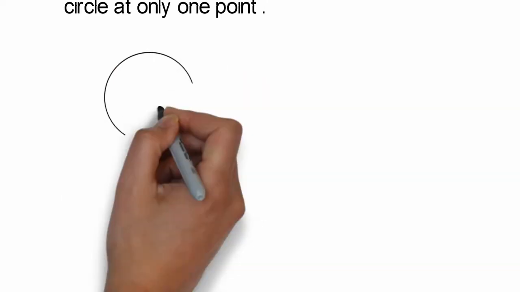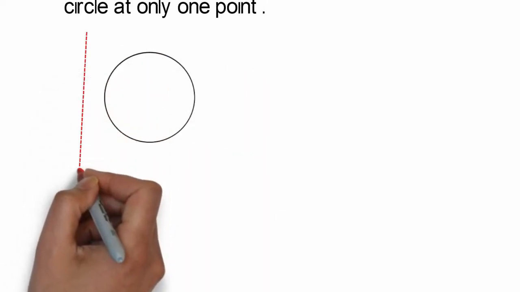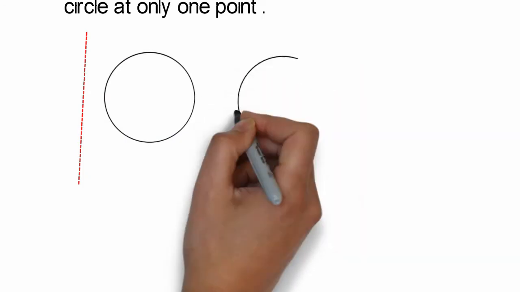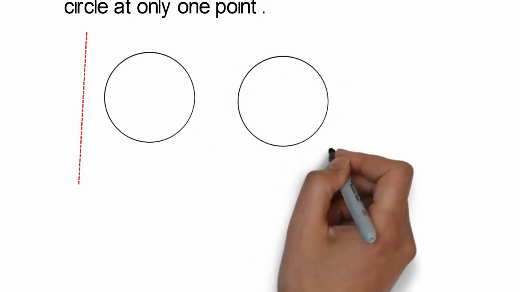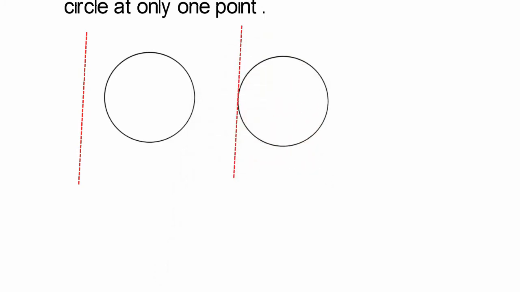So let us see the figure. Suppose this is a circle. Let us take a line. This is a line. Take another figure. In the first we are observing a line and a circle, they are not intersecting. In the second figure, both of them are intersecting at a point.